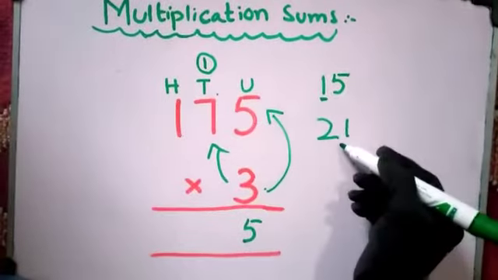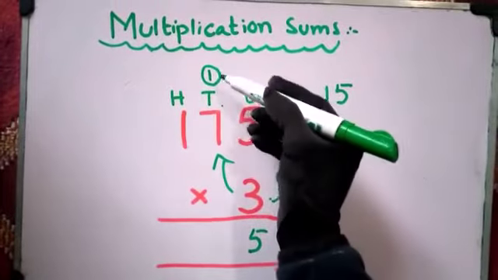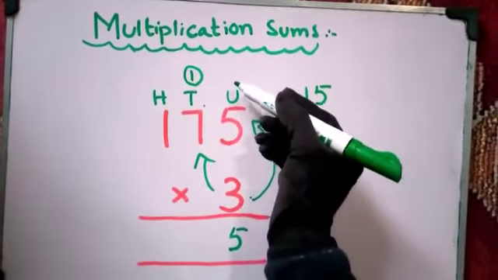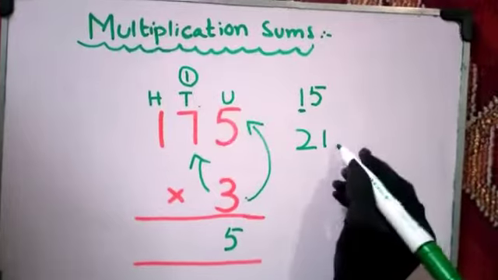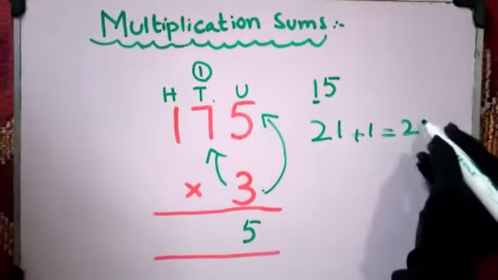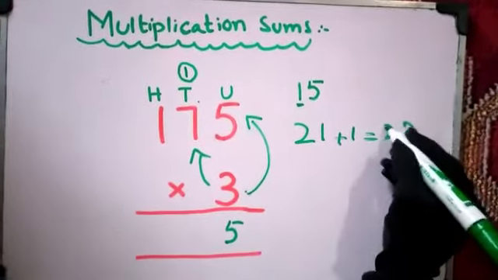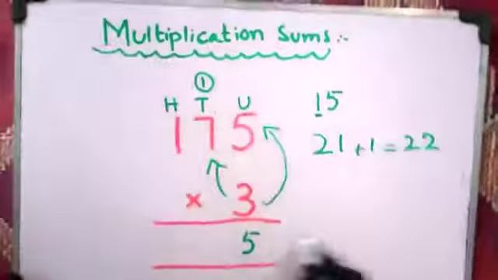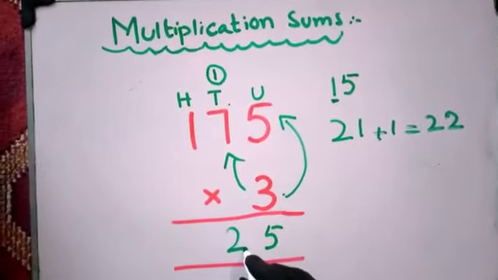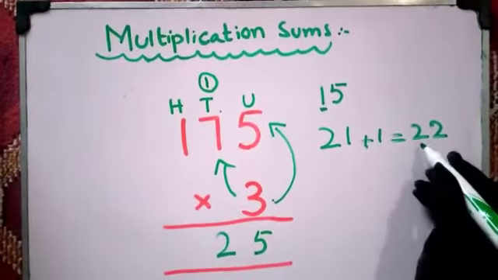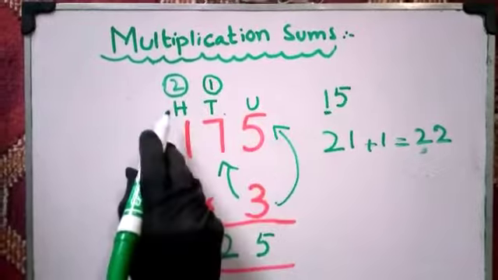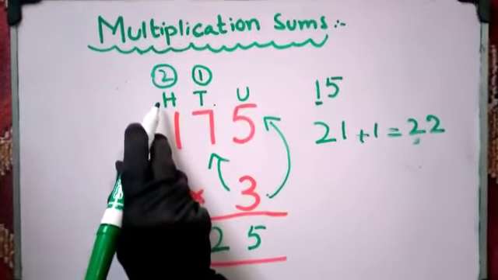3 sevens are 21. Then we add 1 tens which is carried over the unit column. We add 1 in 21. The number becomes 22. So, we write 2 in tens column and 2 is carried over to the next column, which is 100 column.